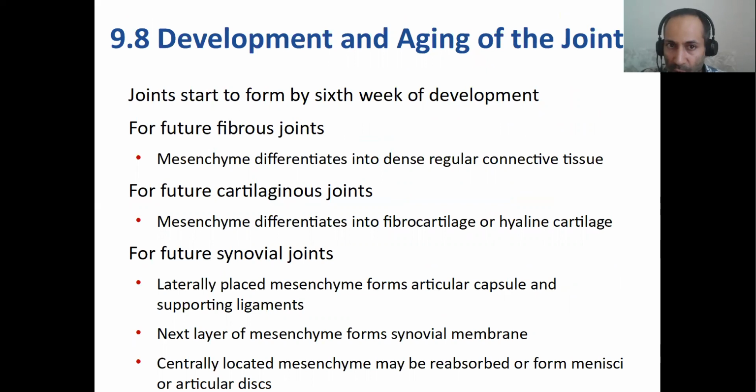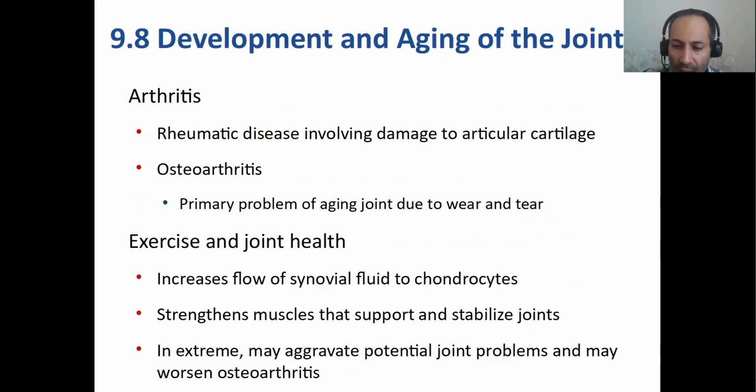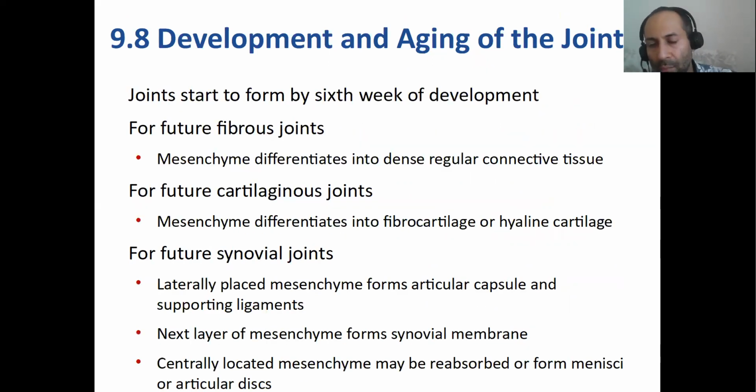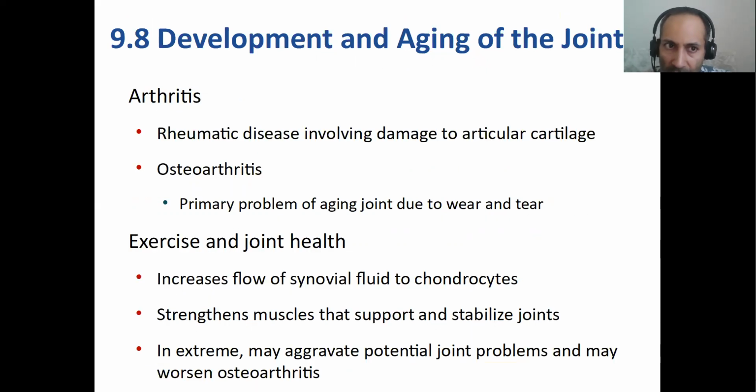All right, so this is embryology again. Your joints form between 4 to 8 weeks of embryonic development. Different types of joint diseases. Arthritis is an inflammation of the joints, and there are different types that we will be talking about here shortly.